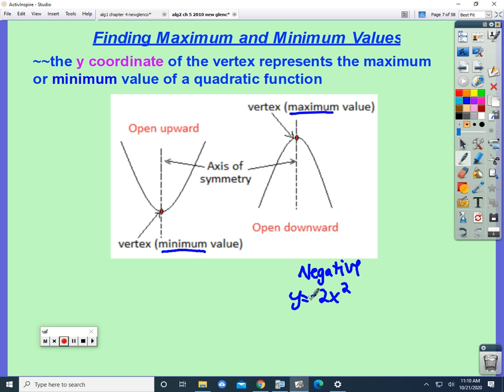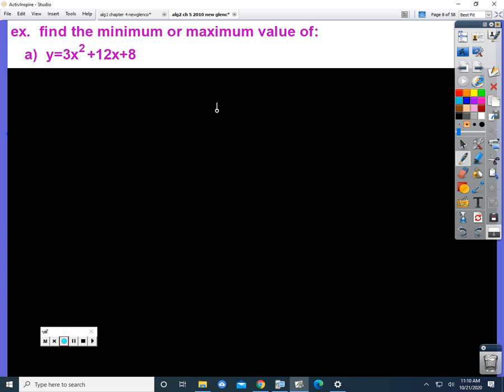Okay, so let's practice some. Have your graphing calculator out, and that's what we'll use here. So this is the first one. I'm going to show you how to put that on the graphing calculator. I'm going to let you copy that down, and then I'm going to go to my graphing calculator and put it in.